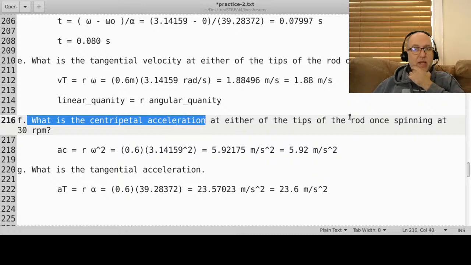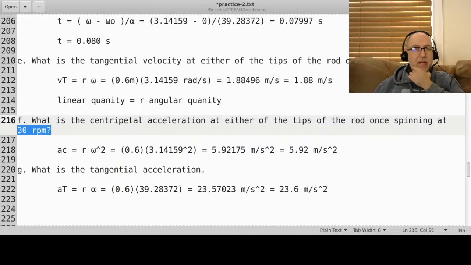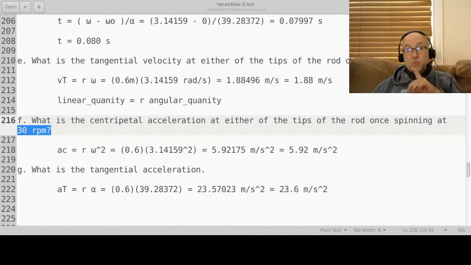What is the centripetal acceleration at the tip of a rod once it's spinning at 30 RPM? So what's that centripetal acceleration? We saw that with uniform circular motion, much earlier in the course, I guess on the first test. It's the acceleration towards the center. I'll draw it in a minute. Centripetal, the petal part, comes from the Latin verb petere, which means to seek out. It's the acceleration pointing towards the center.